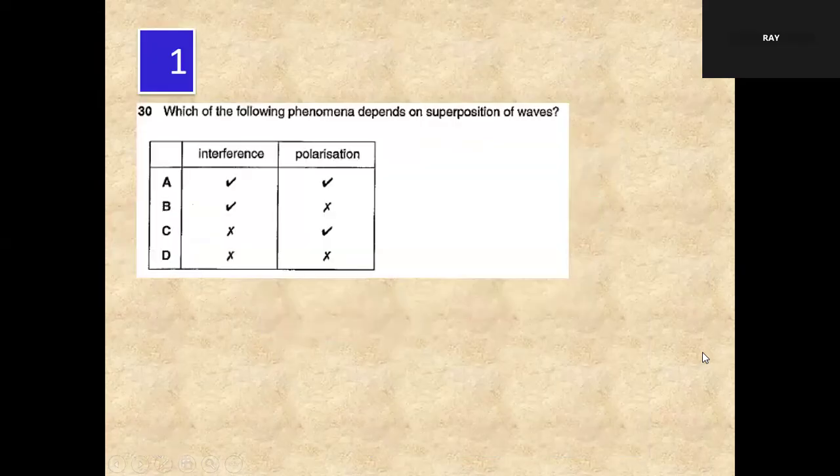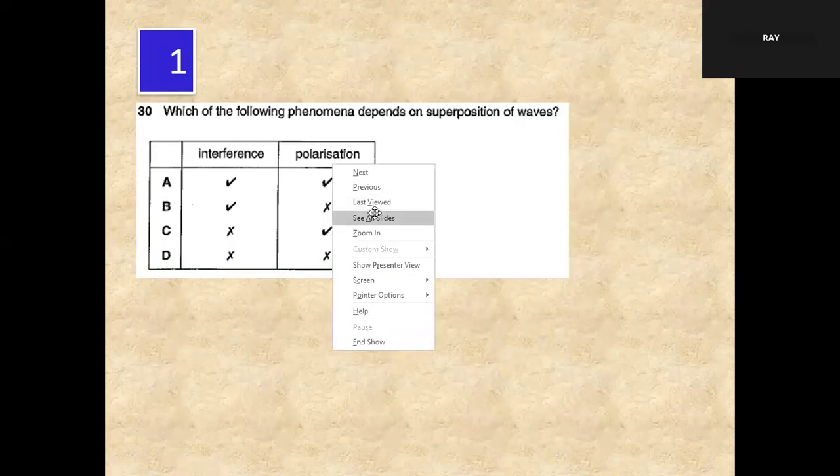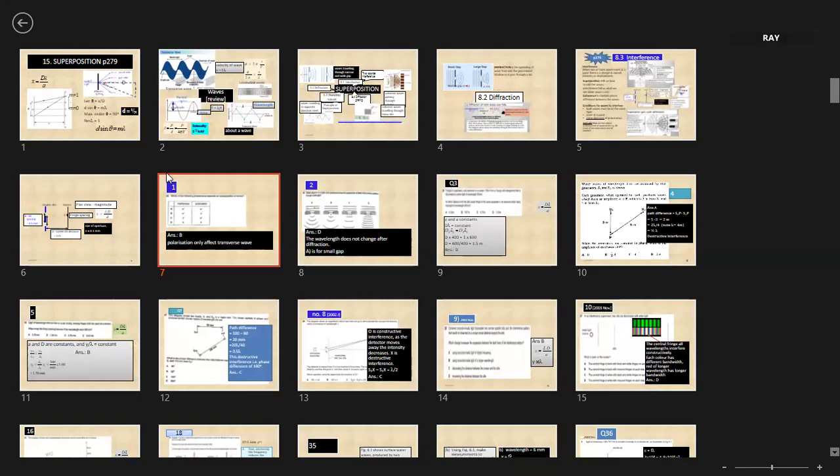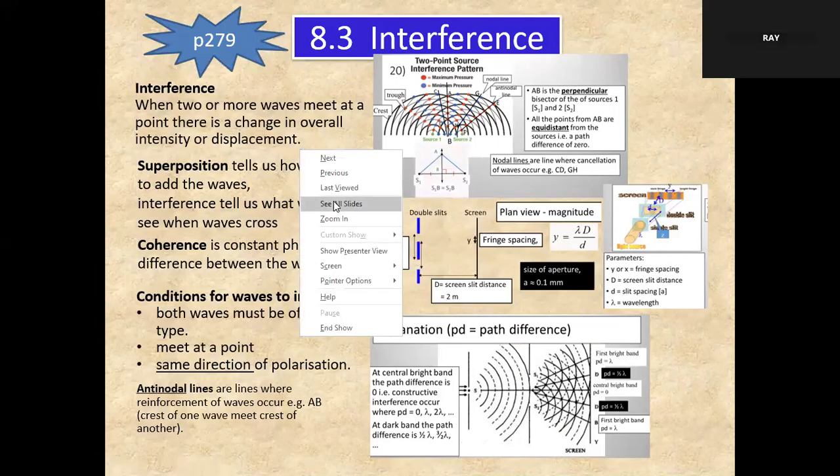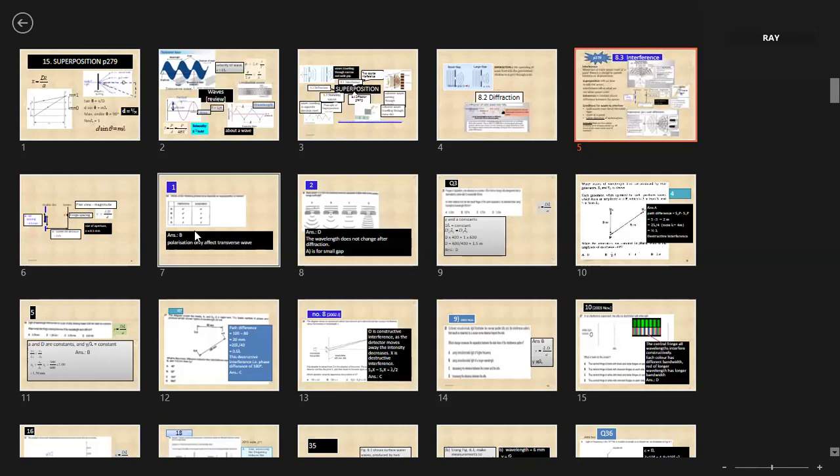Okay, so this is just a repeat. Okay, what is the answer for this one? Interference. B. Okay, we are now on page 279, in case you are using your working sheet.